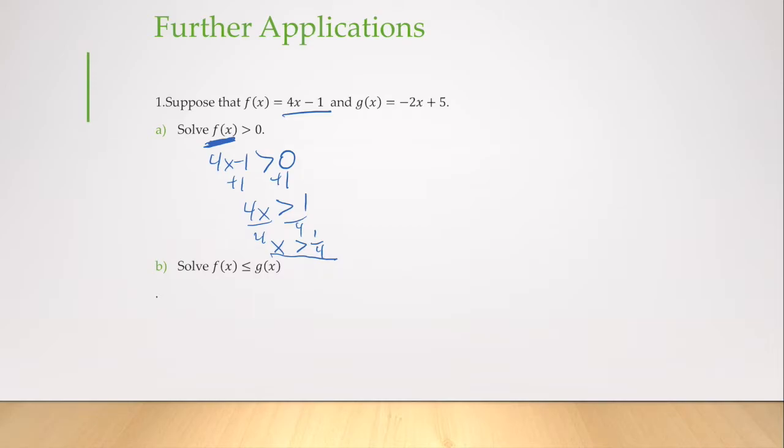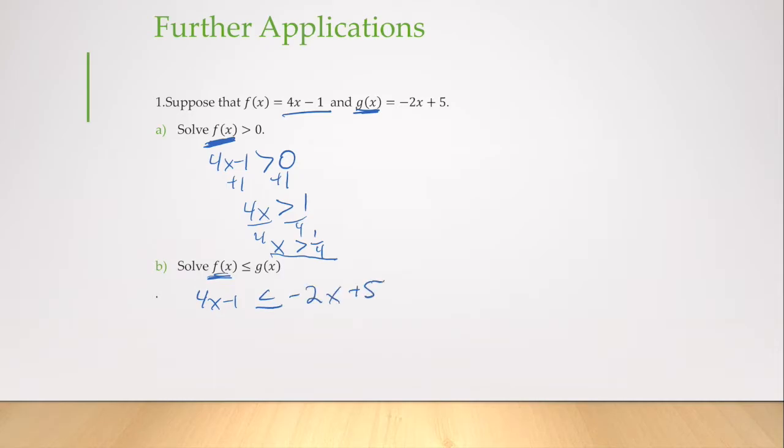Next, let's solve f of x is less than or equal to g of x. So I want to see when my y values of my function f of x are less than or equal to my y values of g of x, right? G of x stands for the y values of this specific function. So I've got 4x minus 1 is less than or equal to negative 2x plus 5.